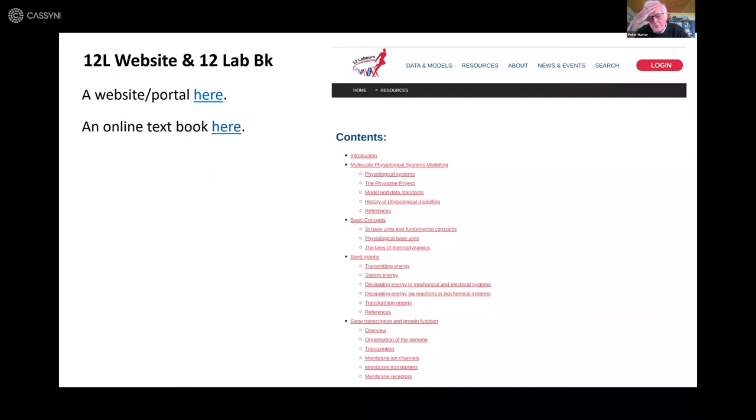We're hoping that this will become a definitive statement of all the multi-scale energy-based modeling framework that we're developing for 12 labors. And it'll be online, and hopefully as various groups, both within ABI and around the world, contribute to this project, we'll keep it documented through this group. And I'll just quickly show you some of that in a minute.